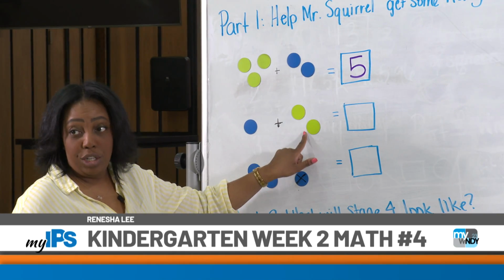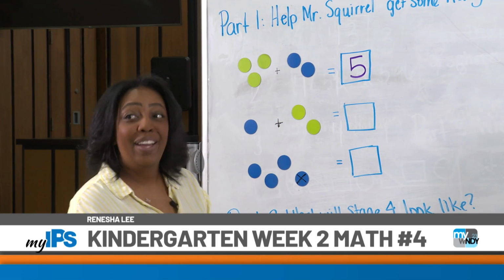Next one, we have 1 plus 2 more. I can either start with my 2 and go 2, and then 1 more makes 3. You got it.